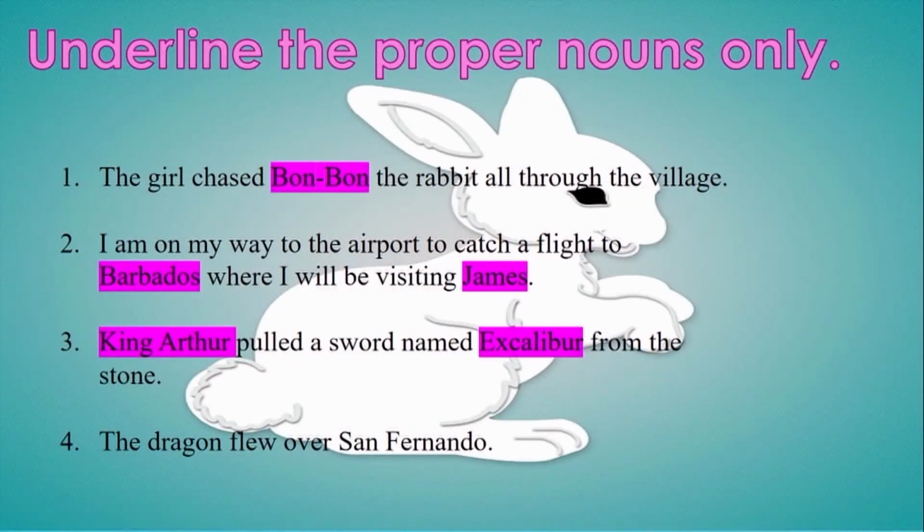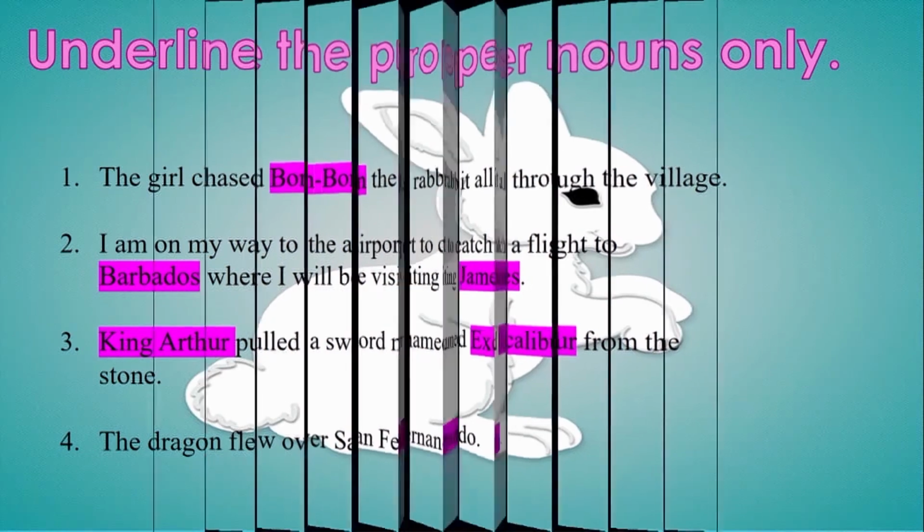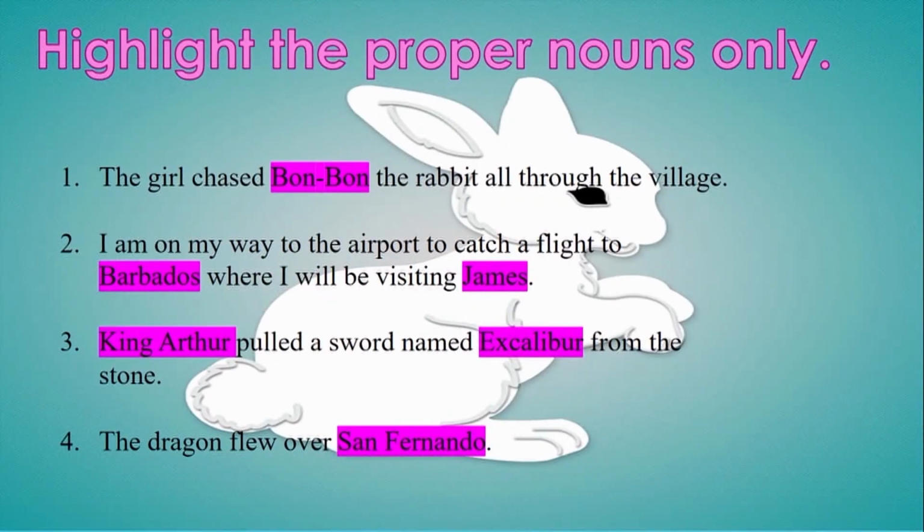And for number 4, the dragon flew over San Fernando. So if you live in Port of Spain and you hear that a dragon is flying over San Fernando, you know that it's not coming by you and you are relatively safe. But if you just say the dragon flew over the city, then you won't be sure. So let's go on to see if we can identify the common nouns now.